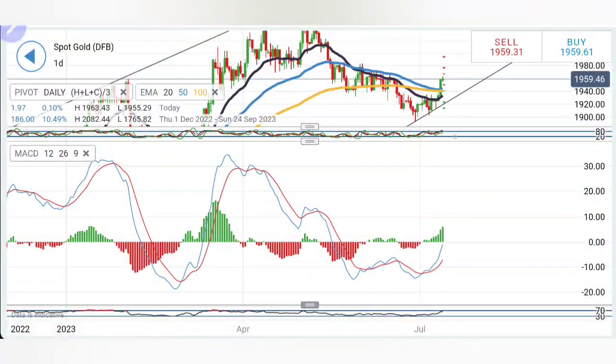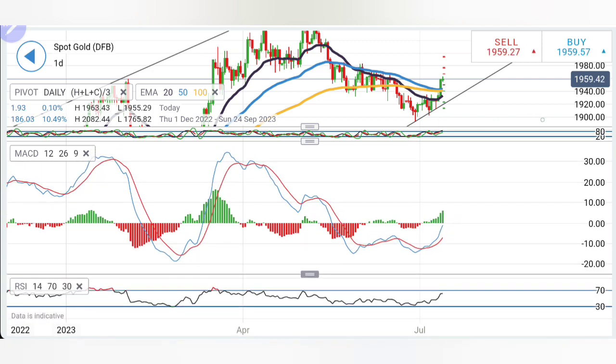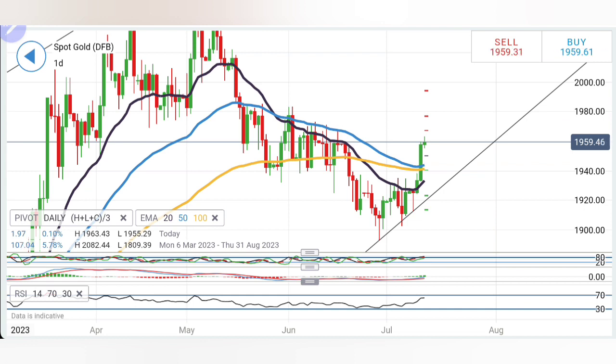Stochastic rising here. The MACD is still divergent, bullish, looking upwards. RSI is also looking upwards, indicating a little bullishness. Now, considering this, you can buy here at 1962 levels, but a safer entry would be to let it break beyond 1965, beyond that 1970.